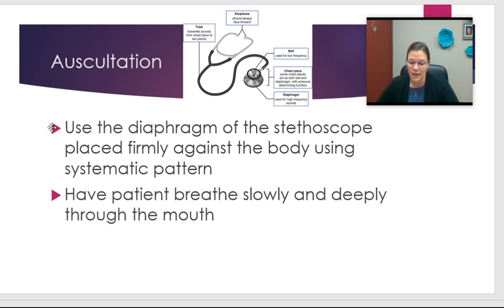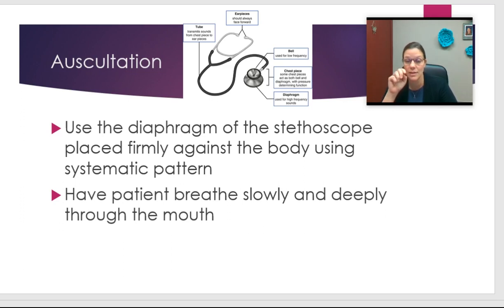Next, we're going to auscultate. So we're going to use our stethoscope, and we're going to use the diaphragm, which is the large size. It is used for high frequency sounds. That's what we're going to use for the respiratory assessment. You place it firmly against the patient's body, and you use a systematic pattern. You should do it the same way every time. You have the patient breathe slowly and deeply through the mouth, and you listen to the sounds.